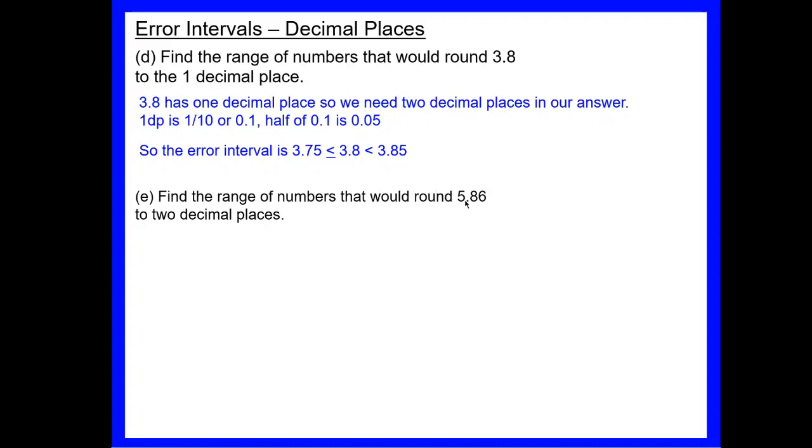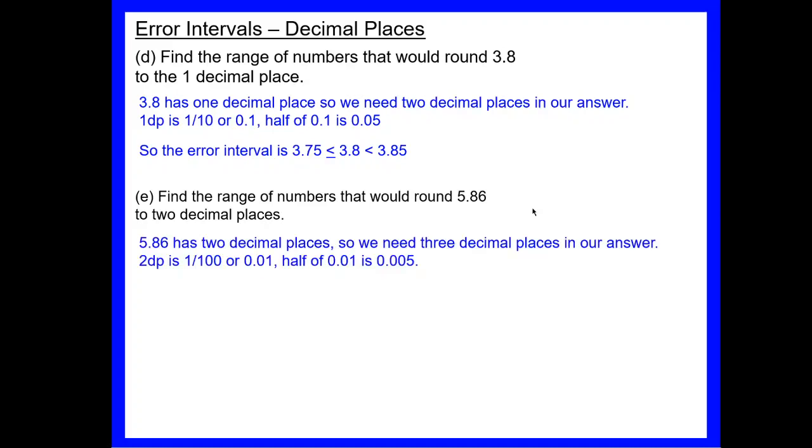Our next one then, 5.86. We've got 2 decimal places, so we're going to need a number to go in the 3rd decimal place column. So when I check my answer, I know it's got to have 3 decimal places in it. The 2nd decimal place column is our hundredths column, or our 0.01. If we half 0.01, we get 0.005. So to find our answer, we subtract 0.005, which gives me 5.855, and we add on 0.005, which gives me 5.865. Again, make a note of those before you move on.